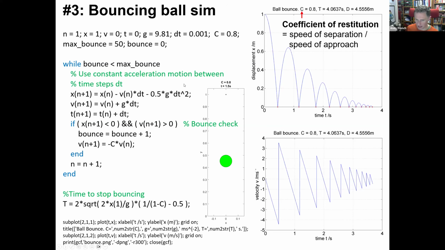So this is constant acceleration motion, which is nice and easy. If you look inside the loop here, I'm saying, okay, until my bounce number exceeds the maximum bounce number, which I'm going to set to be 50. My bounce starts at 0, so that's true. We keep going around the loop until that criterion at the top is not satisfied anymore. What I do is I add an extra element to X. Now, what does the xn+1 mean?